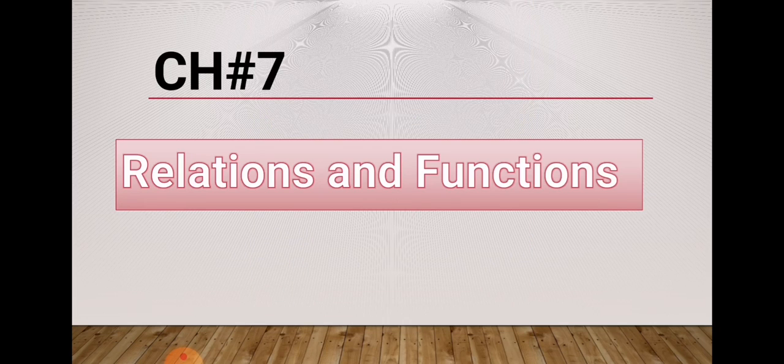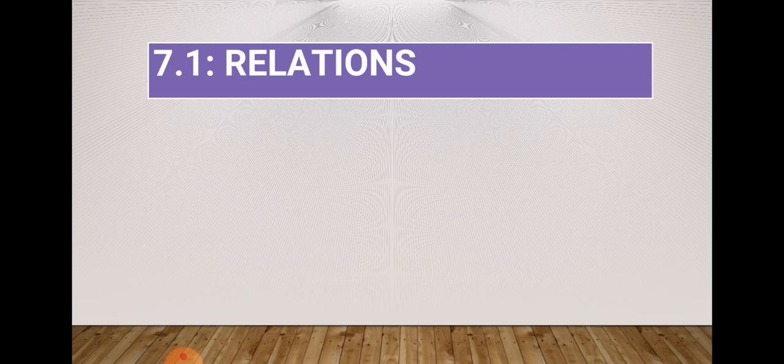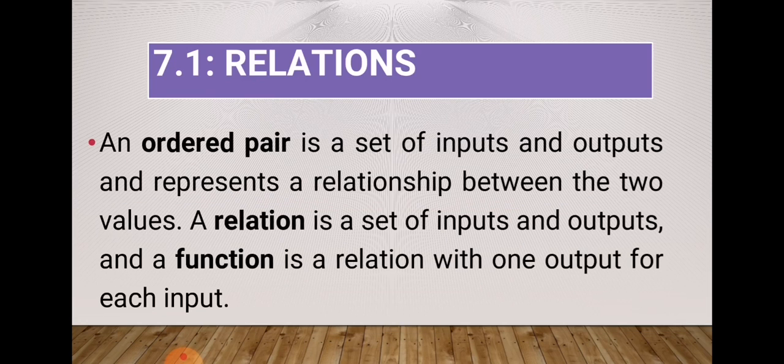Chapter number 7, that is relations and functions. So first of all, topic 7.1, what is a relation? An ordered pair is a set of inputs and outputs and represents a relationship between two values. A relation is a set of inputs and outputs, and a function is a relation with one output for each input. A relation is basically a set of inputs and outputs, but a function is one output for one input.